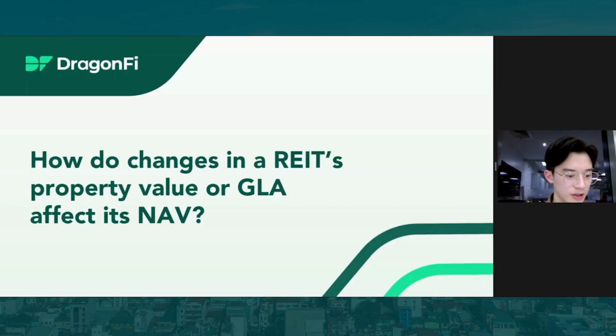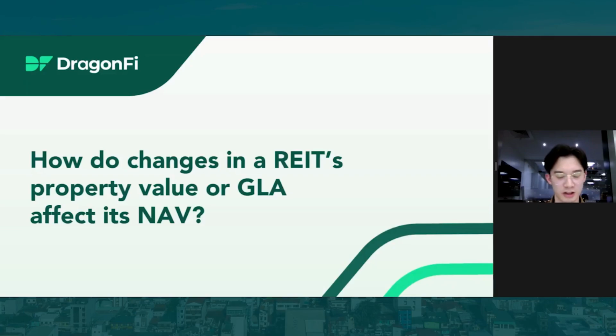The next question is, how do changes in a REIT's property value or GLA affect its net asset value? So an increase in the property's value will raise its total asset value, thereby increasing its net asset value, while a decrease in the property value will lower its net asset value. And for GLA, an increase in GLA would definitely lead to an increase in net operating income due to the more leasable space generating rental income, which would also lead to an enhancement on the value of its properties.